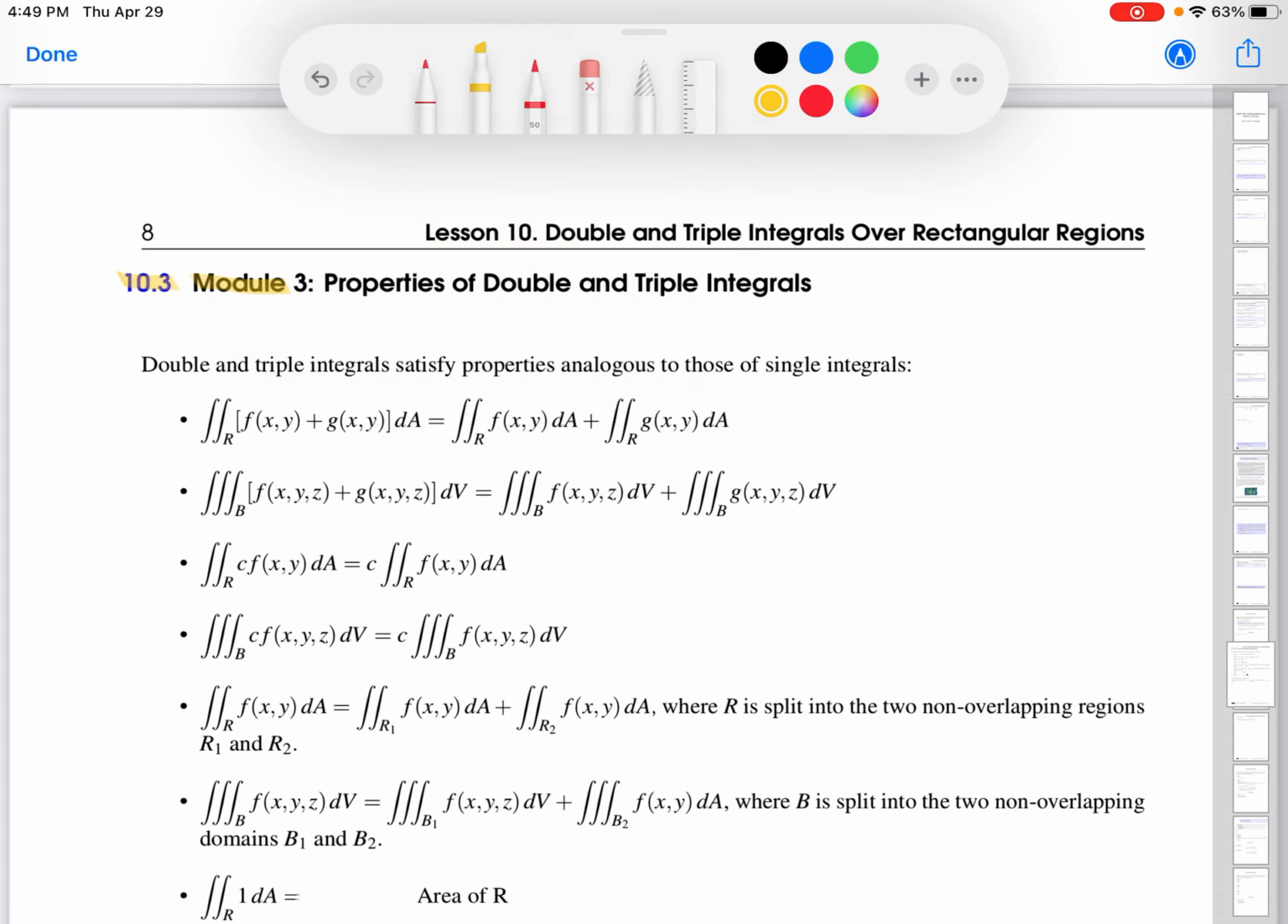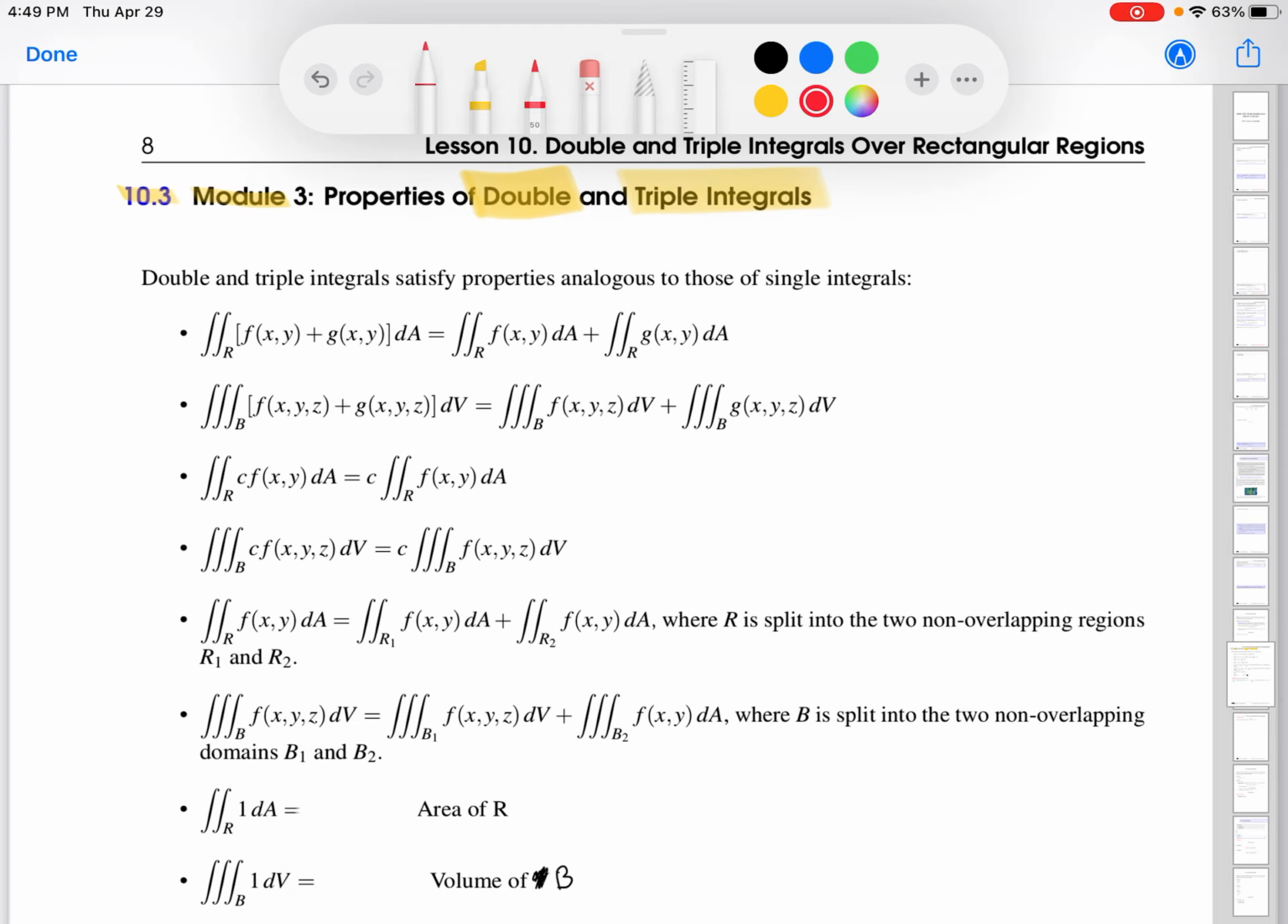So the topic here is properties of double and triple integrals. And these properties, there are many of them, and I've listed the most important ones over here. Just want to make a few comments before making a few other comments about these properties.